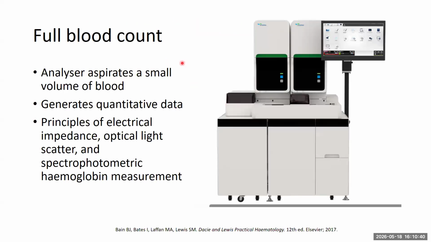So a full blood count is performed on an EDTA anticoagulated whole blood sample using an automated analyzer. The analyzer aspirates a small volume of blood and generates quantitative data on red and white cells as well as platelets using a combination of principles such as electrical impedance, optical light scatter, and spectrophotometric hemoglobin measurement.